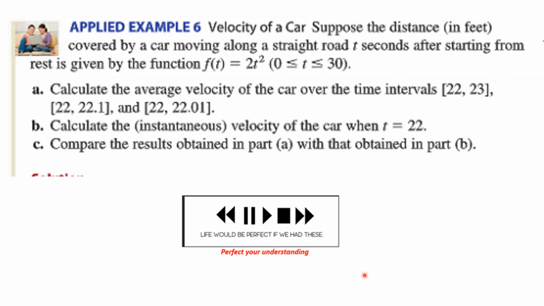Here's another problem. We're talking about the velocity of the car. Here is the position of the car. You're to calculate the average velocity over some of these intervals, get the instantaneous velocity when t equals 2, and compare the results obtained in A with those in part B. You know what to do. Let's see how you did.